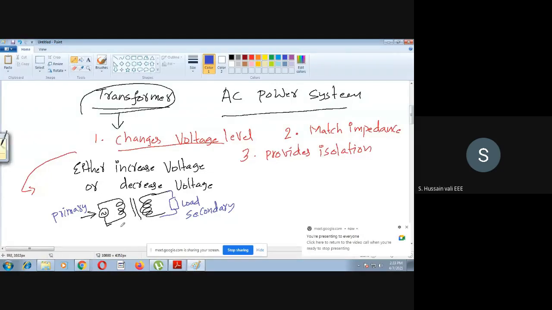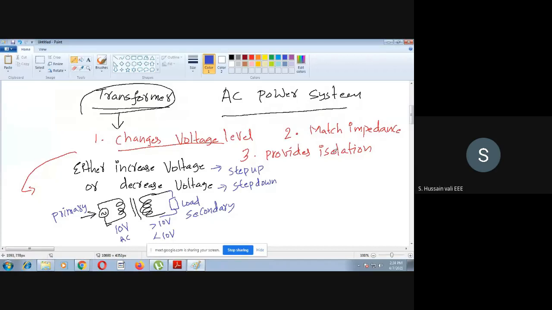So it changes the voltage level in the sense that, for example, if the primary side has 10 volts AC, then on the secondary side it may increase the voltage, so it may be more than 10, or it may decrease the voltage, so it may be less than 10 volts. The case in which it increases the voltage, you call the transformer a step up transformer, whereas the case in which it decreases the voltage, you call a step down transformer.